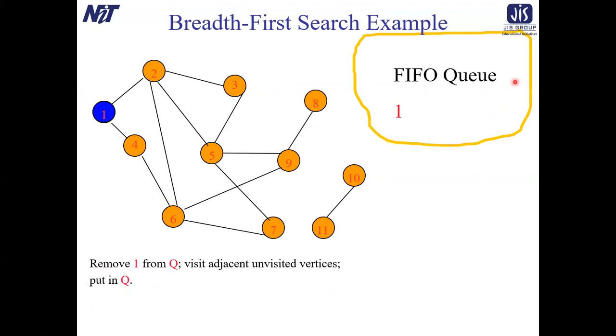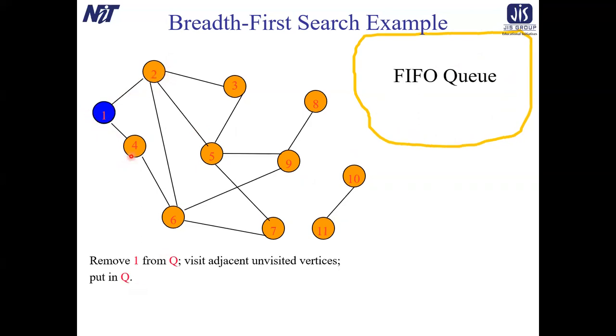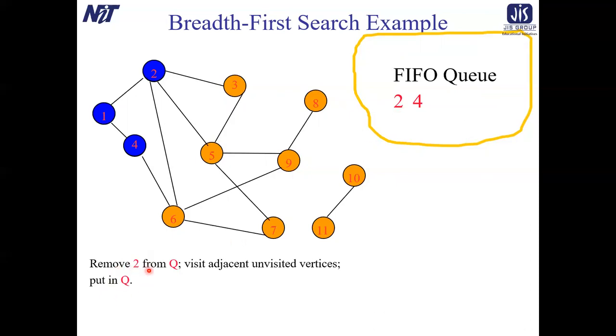remove 1 from the queue. That is, we remove this 1 and then visit all the adjacent vertices and put them into the queue. What are the adjacent vertices of 1? 2 and 4. So we put 2 and 4 into the queue. Now as per the FIFO queue, that is first in first out norms, we have to remove vertex 2. So remove vertex 2 from the queue, visit adjacent unvisited vertices and put them into the queue.